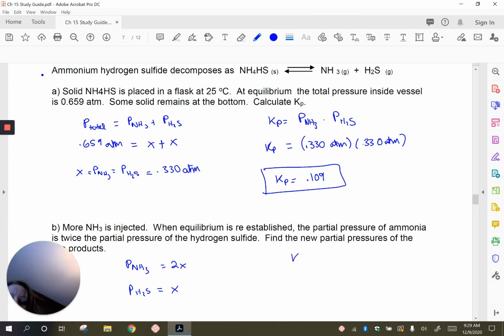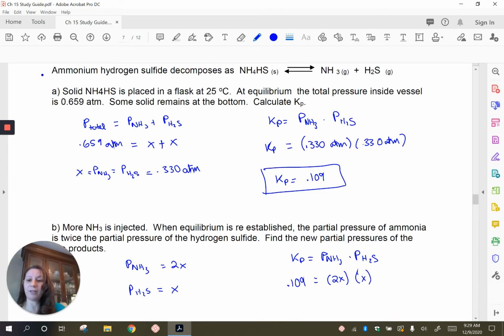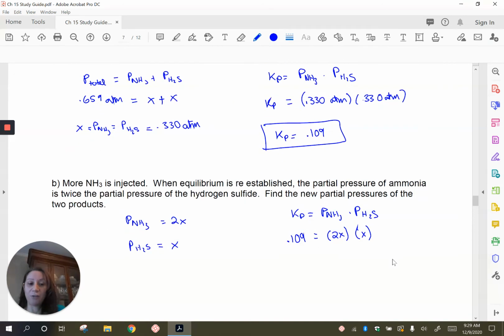So if we write our Kp expression, we know that this is still going to be equal to 0.109, right? And now we know that the partial pressure of the ammonia is twice that of the H2S. So now we can solve for X.